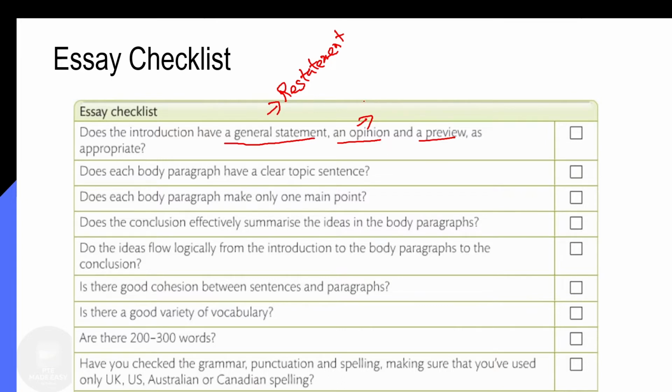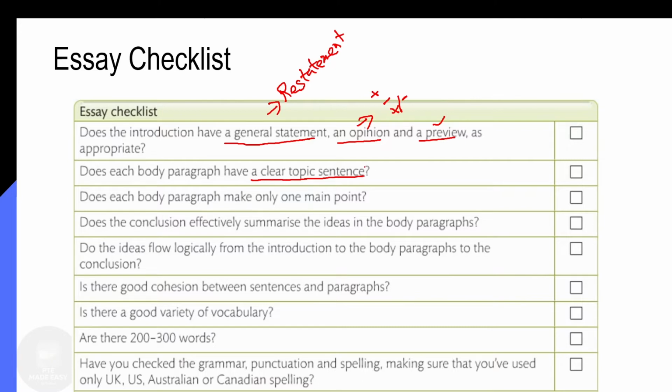Remember, when you talk about opinion, you can have 3 types of opinion. You can agree, so let's say positive. You can disagree, let's say negative. And you can have a partially agreed opinion, which is positive and negative. And remember, all 3 opinions are valid. Next is preview. You give an indication of what you are going to write in your body paragraphs. Each body paragraph must have a clear topic sentence.